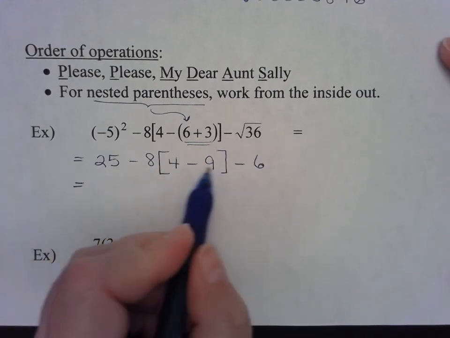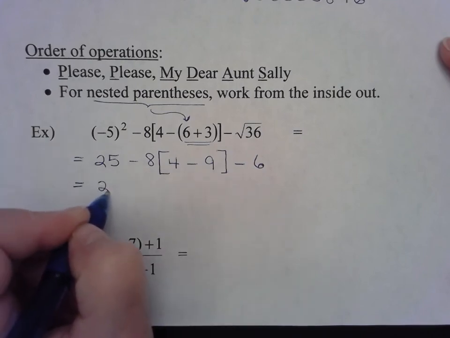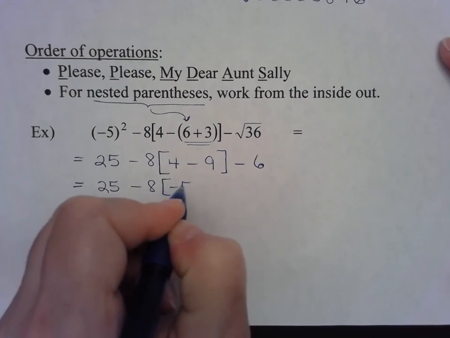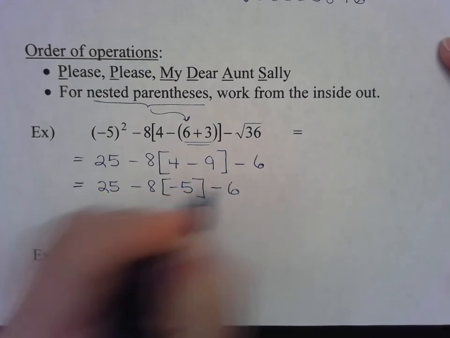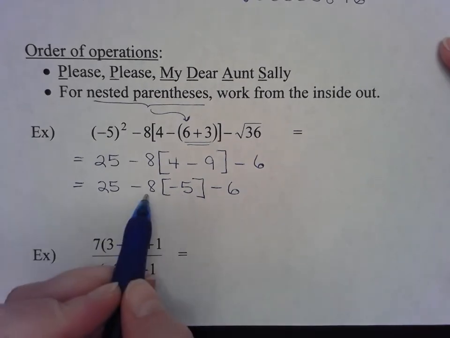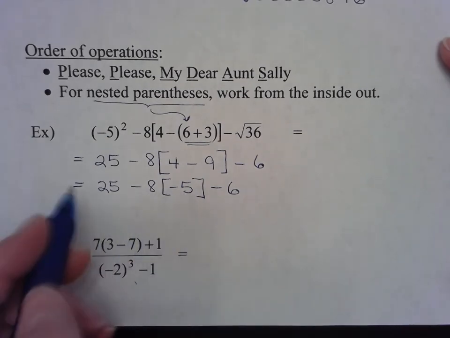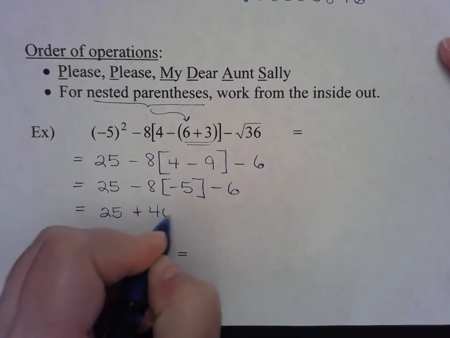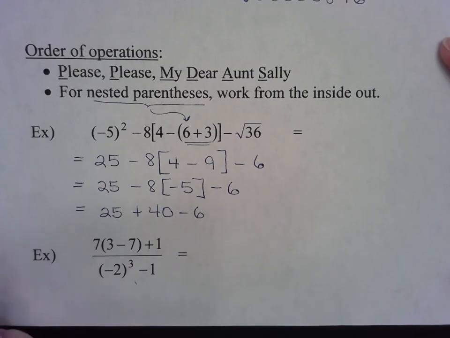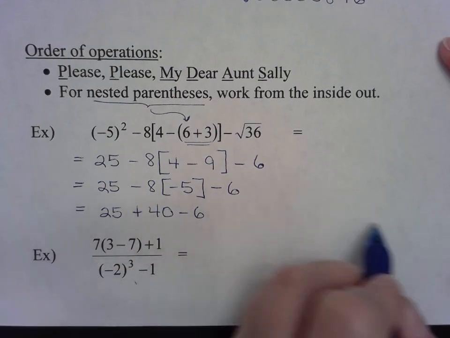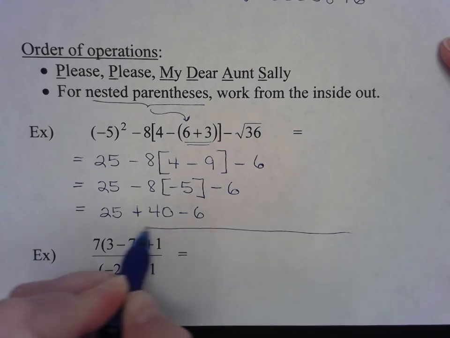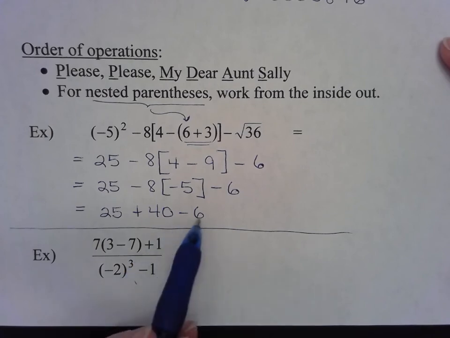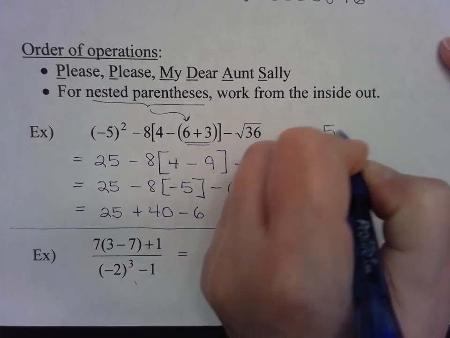And then we're going to do the parentheses next, so 4 minus 9 would be negative 5. And then we can do the multiplying. So negative 8 times negative 5 would make this 25 plus 40 minus 6. Okay, I'm going to draw a line here so it's not too crowded. So if I add that all up, right, 25 plus 40 would be 65, minus 6 would be 59.